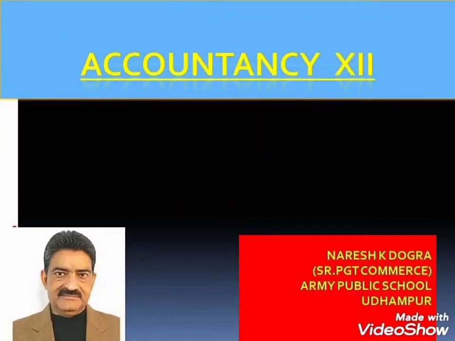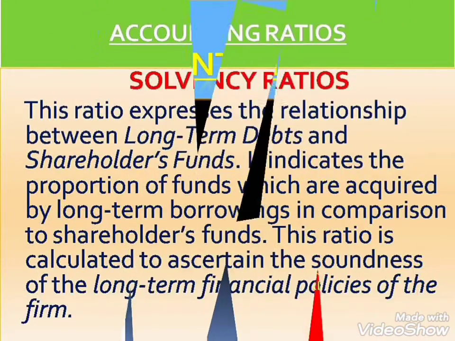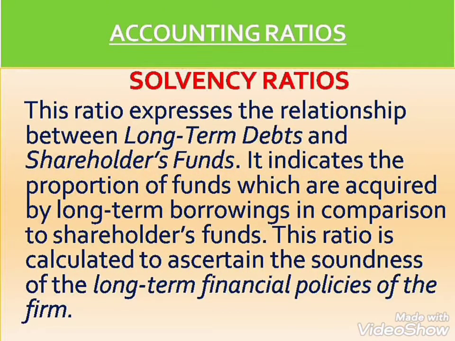Dear students, today in Accountancy for class 12th, under the chapter Accounting Ratios, we are going to discuss solvency ratios. Solvency ratio expresses the relationship between long-term debts and shareholders' funds. It indicates the proportion of funds which are acquired by long-term borrowings in comparison to shareholders' funds. This ratio is calculated to ascertain the soundness of the long-term financial policies of the firm.